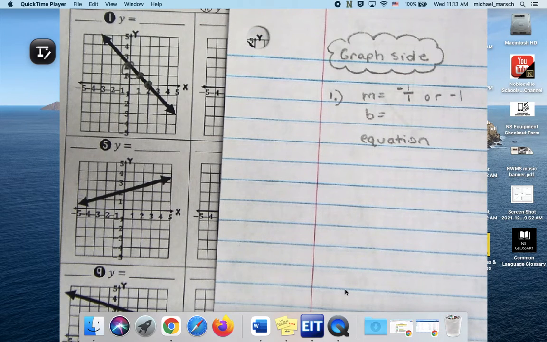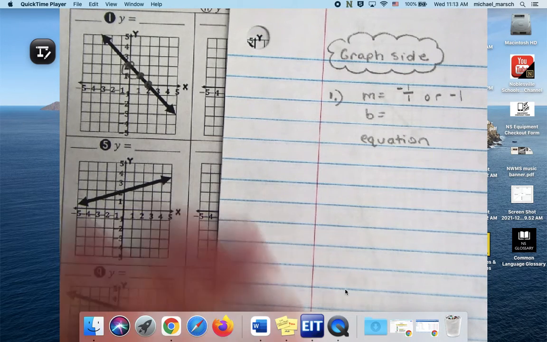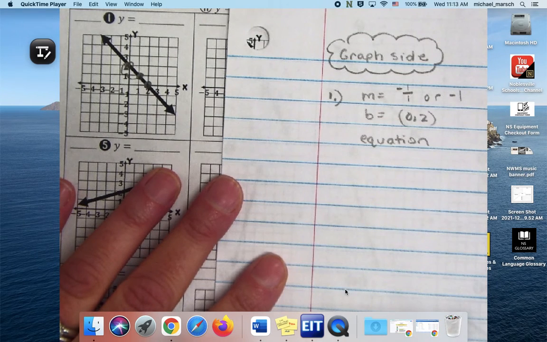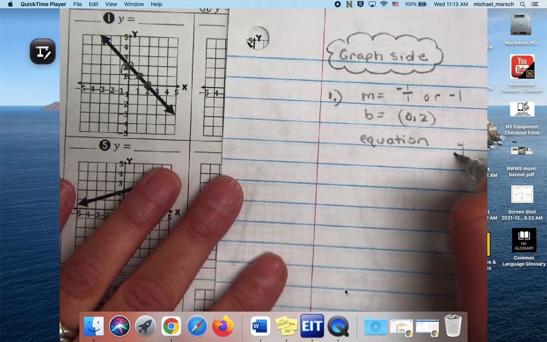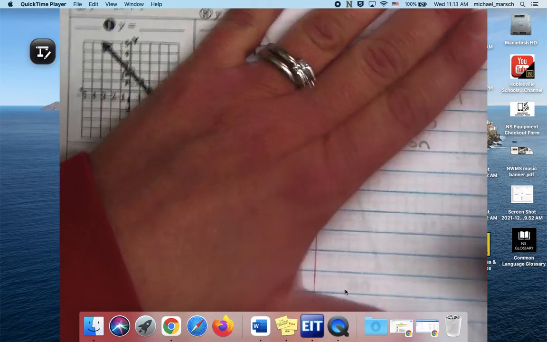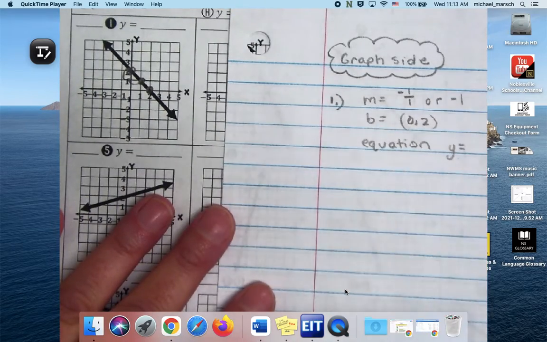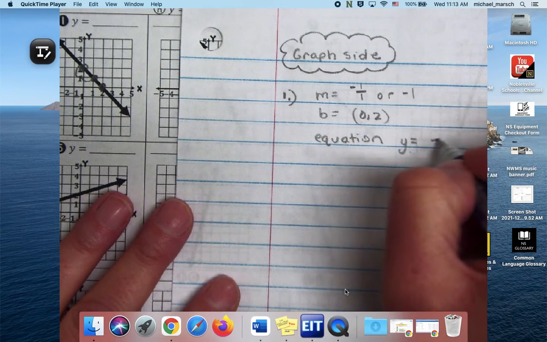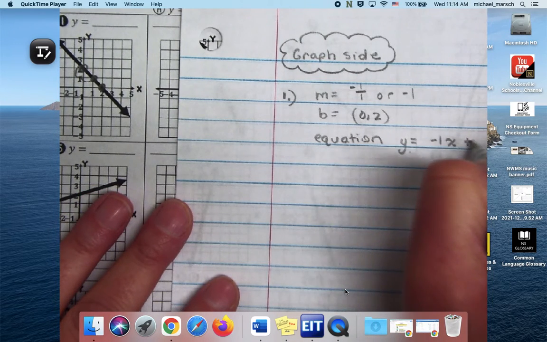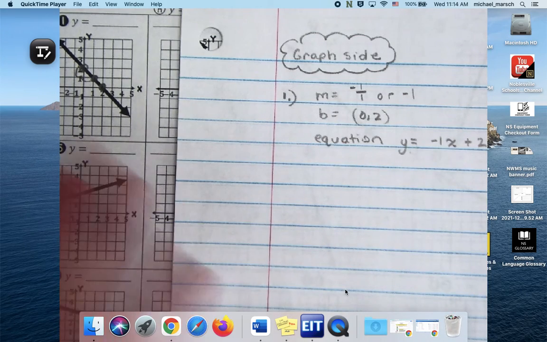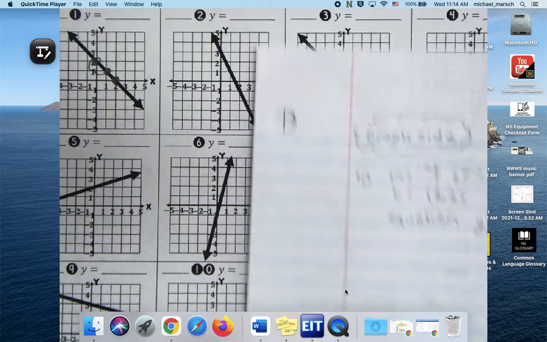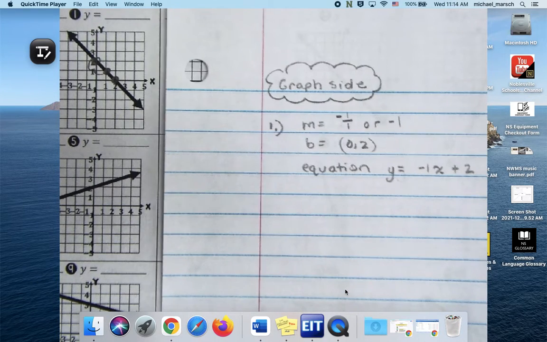And then what is the y-intercept of this? Keegan? 0, 2. So my equation would be y equals what? Negative 1 x plus 2. So now I'm going to go up here to the top, and see if I can find that equation anywhere.